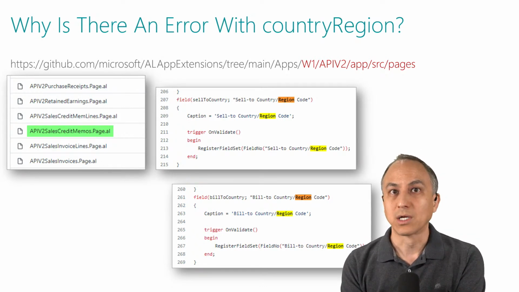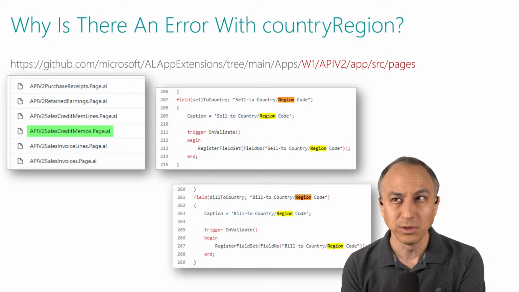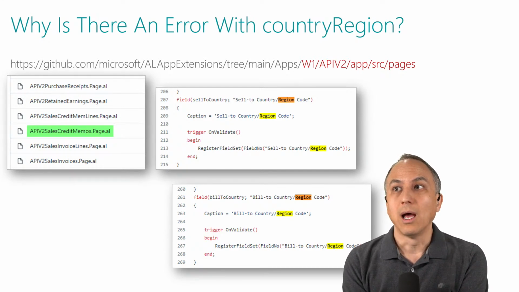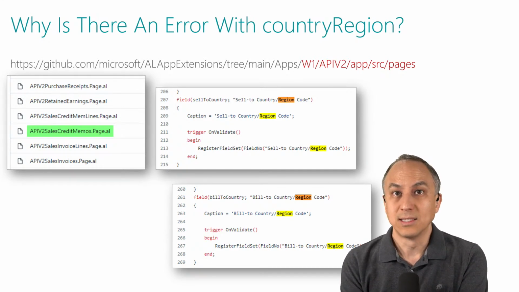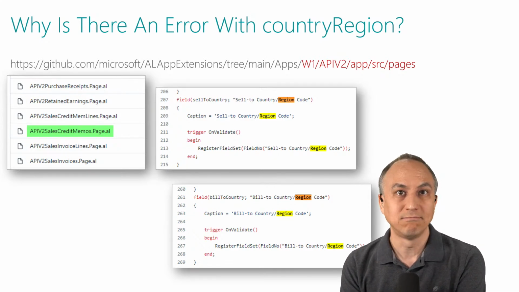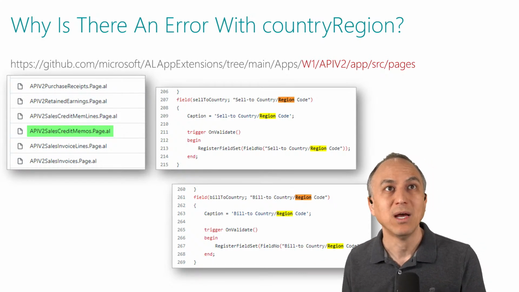So I'm searching for country region, and I see there's a field sell to country, and there's another field bill to country, and it's a country region code. And those are just fields. I couldn't find anything that could be going wrong here. It didn't make sense. It wasn't obvious, at least.